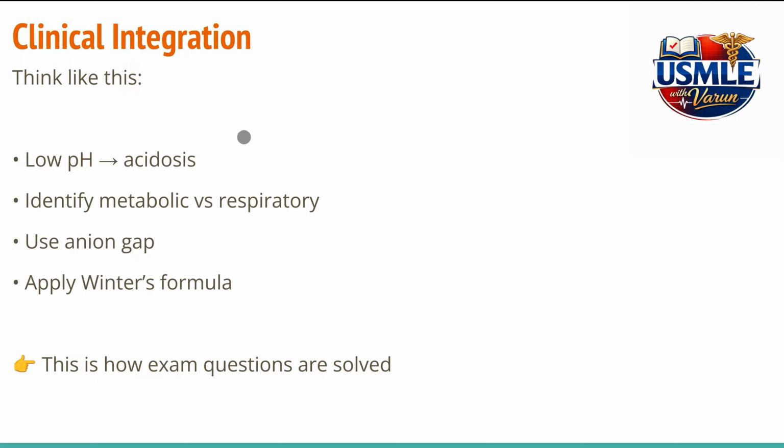The key to solving these questions is that we need to think in a structured way. We need to identify the primary problem, then calculate the anion gap if needed, and also assess compensation using the Winter's formula, whether the required compensation is happening or not. So that's a key thing that we need to remember.